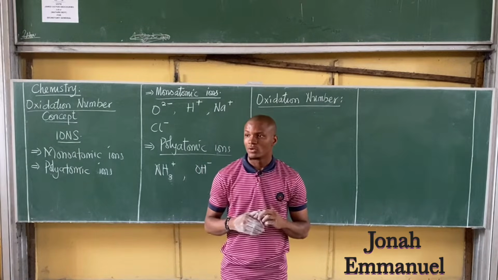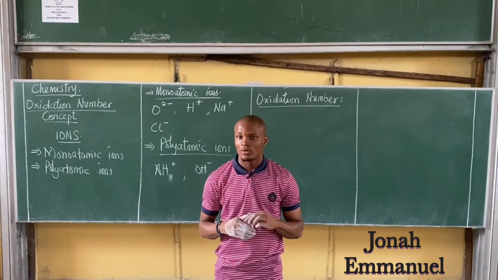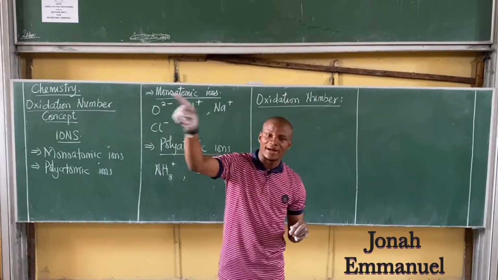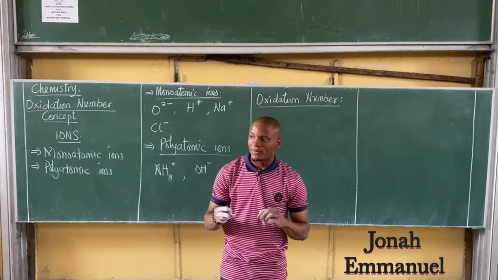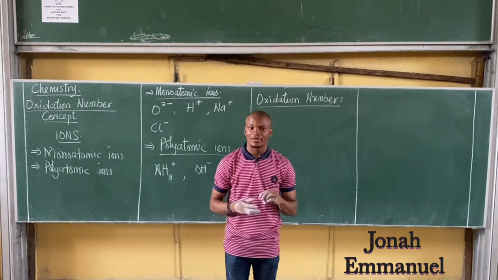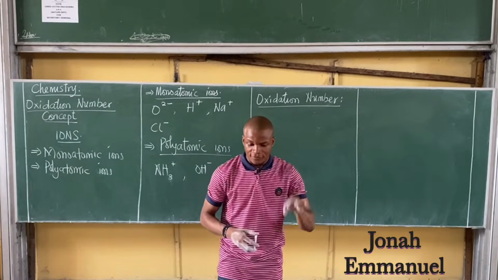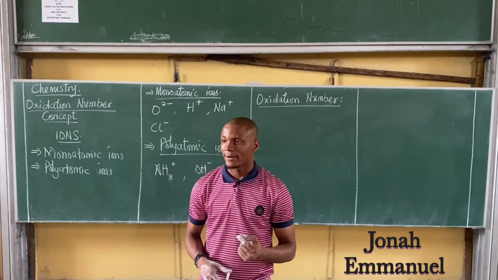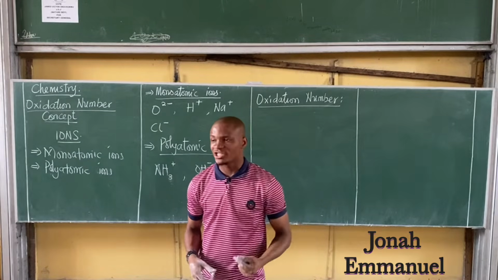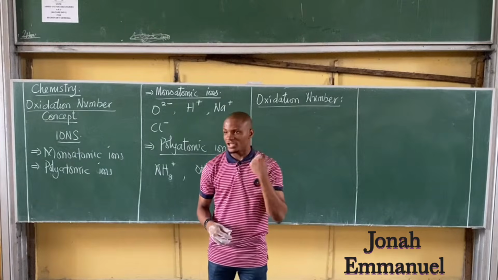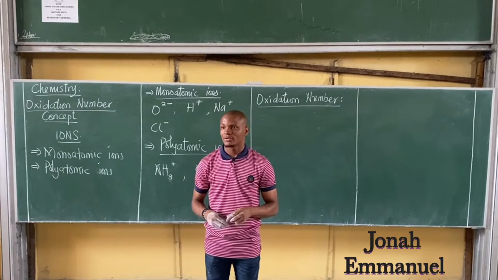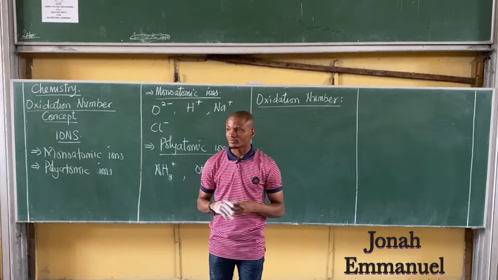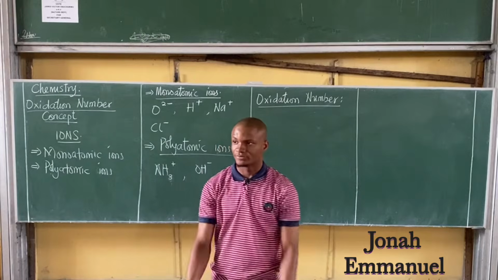Number two, the sum of the oxidation numbers of the individual elements of a compound is equal to 0.